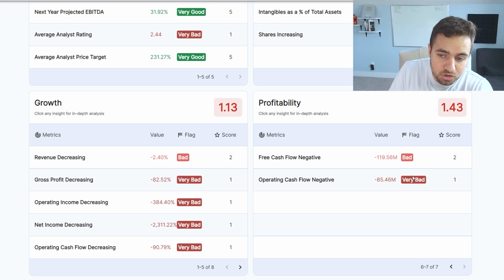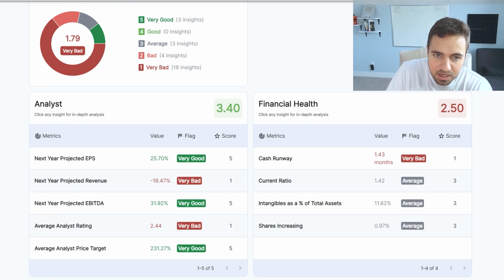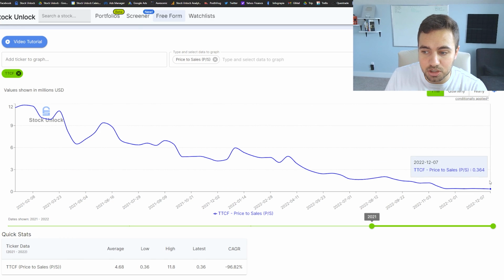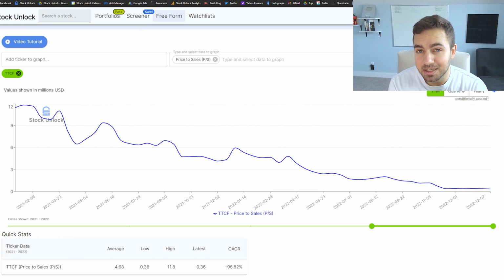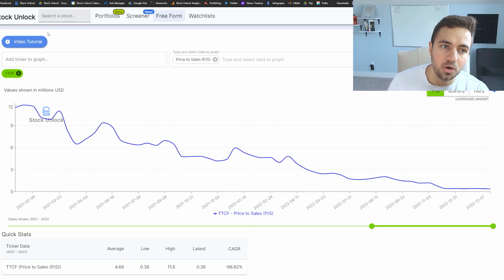And now since it's burning so much cash, it's only got 2 months of cash left. So yeah, the price to sales ratio is at an all-time low, but in my opinion, that does not mean that the stock is a buy. It is incredibly risky. You guys, I could go on for days about this.